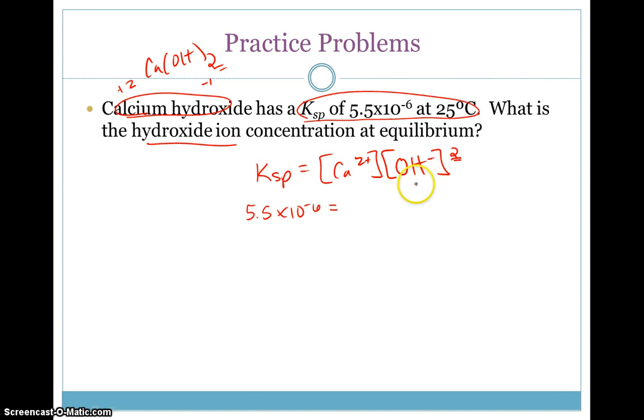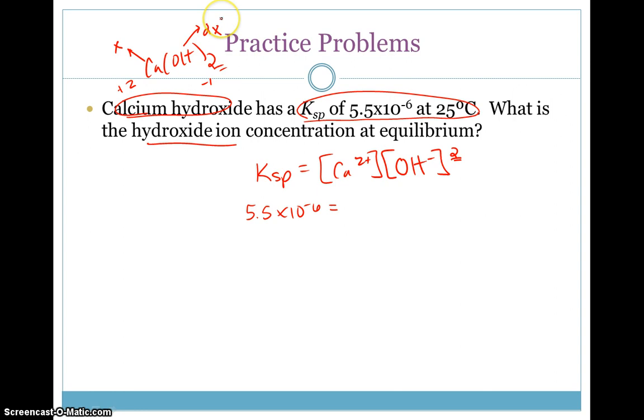Now I'm going to use variables for each of my ions because I don't know their concentrations. I'm going to assign X to my calcium, which means my hydroxide has to be twice as much, so my hydroxide is going to be 2X. When you're solving these problems, however many of the ion you have, you put that many X. Since this is only one of them, it's just X, and because this is two of them, it would be 2X.